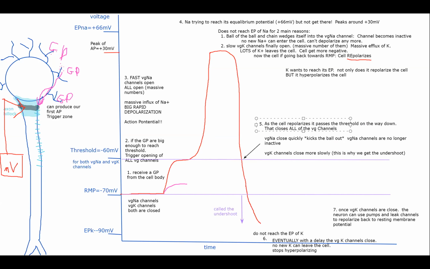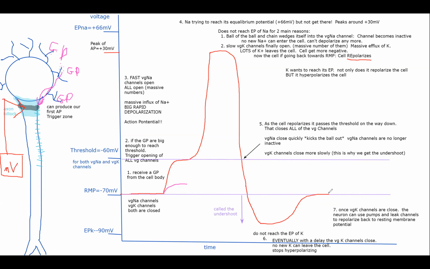Once our voltage-gated potassium channels close, then using pumps and using leak channels, the cell will come back to and be at its resting membrane potential again. And that is our equilibrium potential.